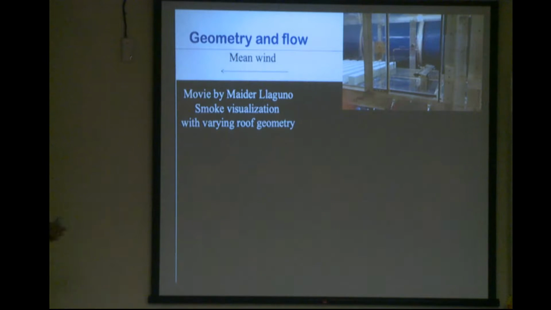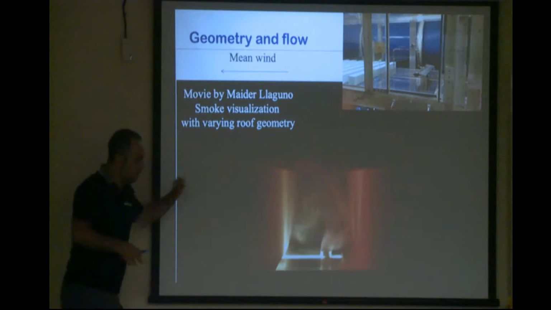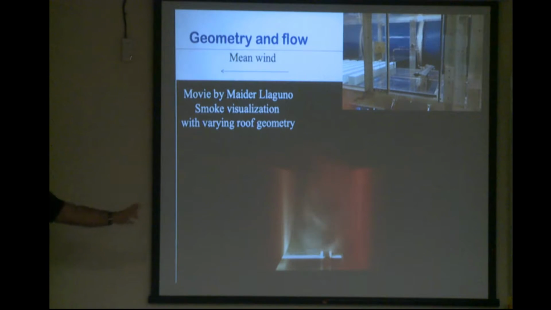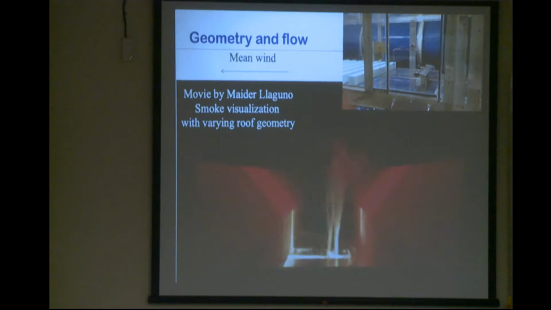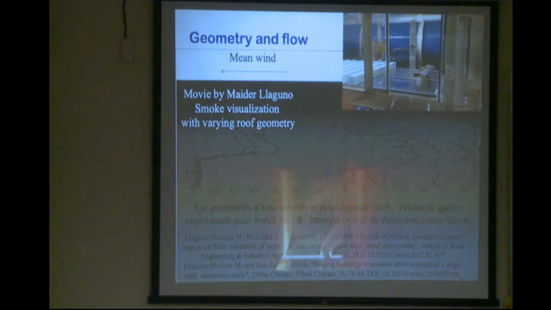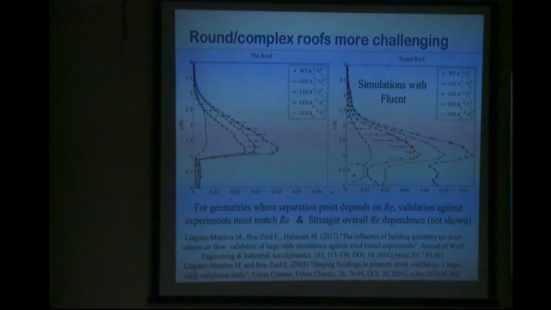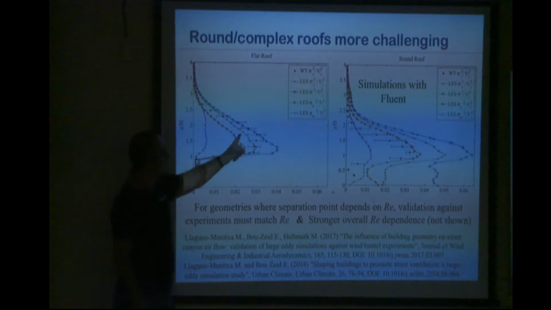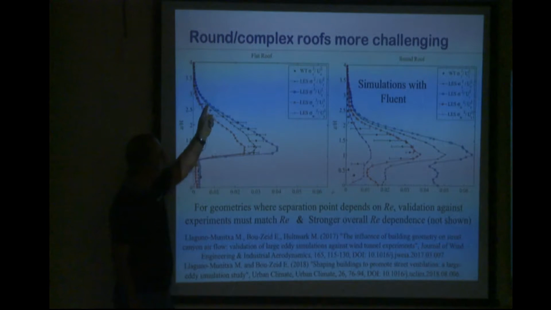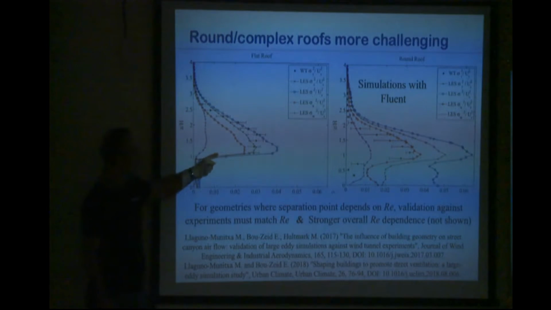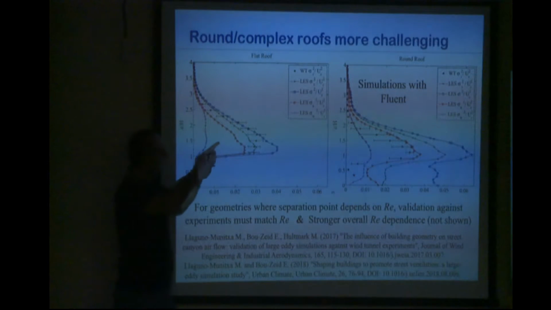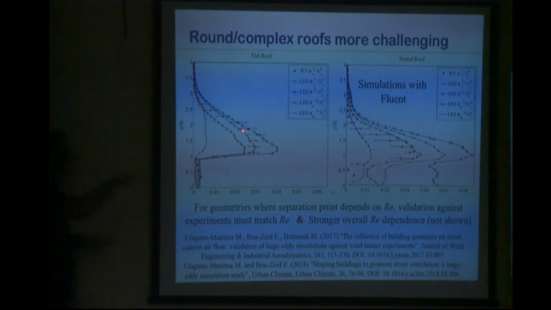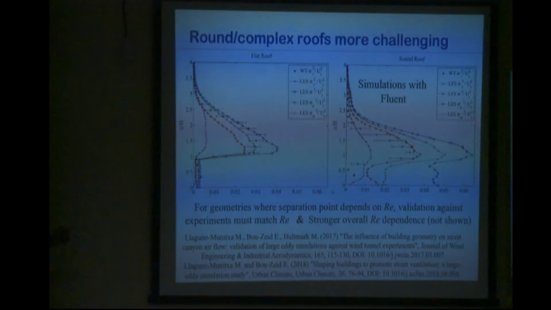So even though we said the flow is simpler to predict, it's not that simple, especially when you go to complex geometries. For example, when we try to validate simulations using Fluent in large eddy simulation mode, for a flat roof, let's compare black to black. The black line is Fluent. The black dots are the observations from a wind tunnel. The match was pretty good for a flat plate.